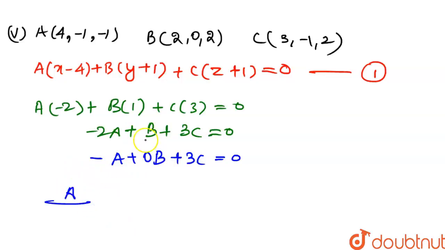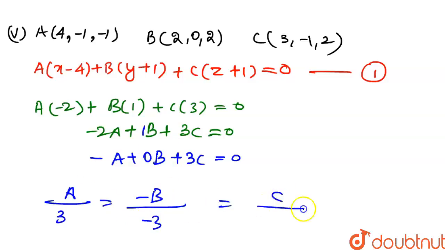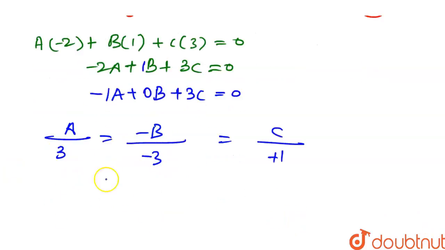It will give us a, that means 1 into 3 is 3, right, 3 minus 0, then minus b upon minus 2 into 3 is minus 6, minus minus 3, so minus 6 plus 3, it is minus 3. c upon minus 2 into 0 is 0, minus 1 into minus 1, that means plus 1, right? So a upon 3, b upon 3 and c upon 1.